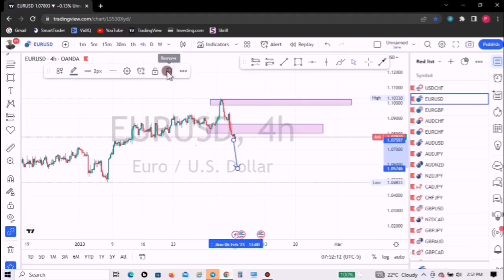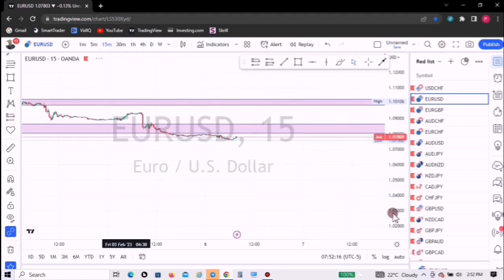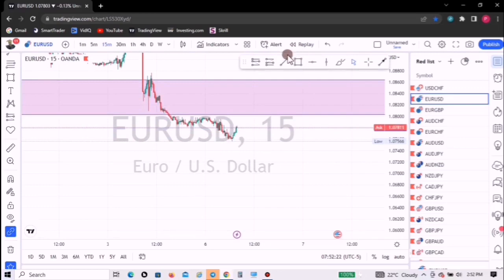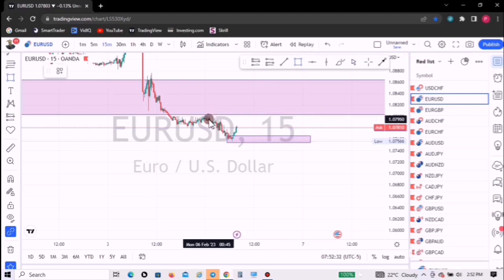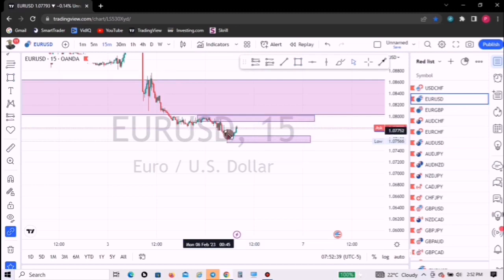So to find the best sell entry, I'm going to move to a smaller time frame, the 15 minutes time frame. I do the same thing. I mark the lowest point, and then I mark the highest point. It's that. If price closes above this point, I'm now looking to buy. But if it closes below this, I look to sell.